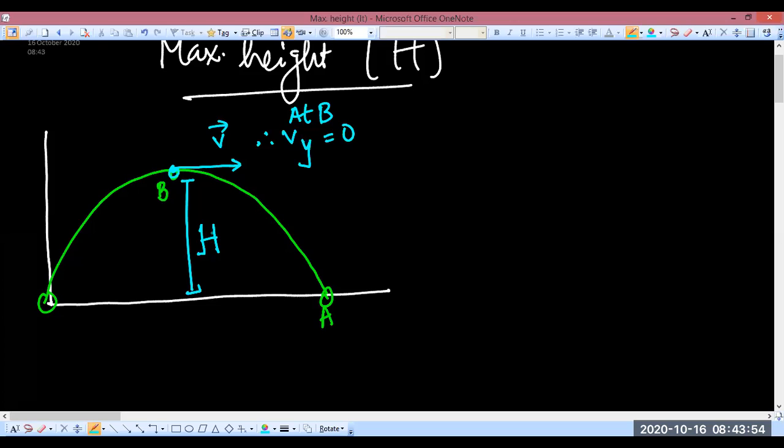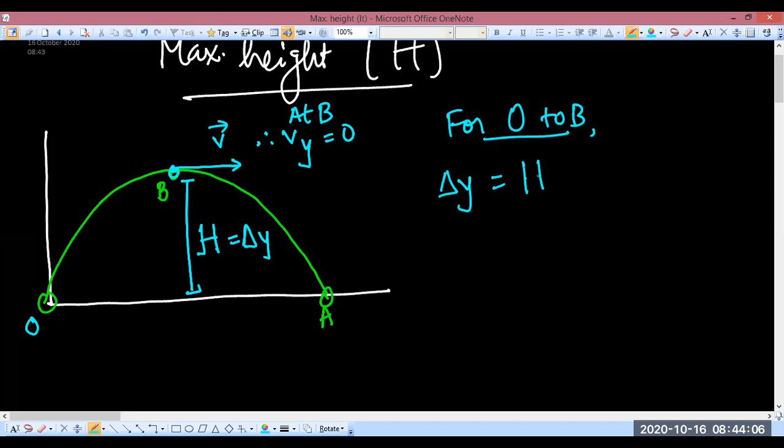I'm sure everyone understands that. And that is nothing but equal to delta y, isn't it? If you go from O to B, delta y is equal to h, right? So now we want to find displacement. Think which equation of kinematics we could use, or which formula of delta y that we have derived earlier we could use? Which formula of delta y could we use, or which equation of kinematics could we use? Both ways you could do it.